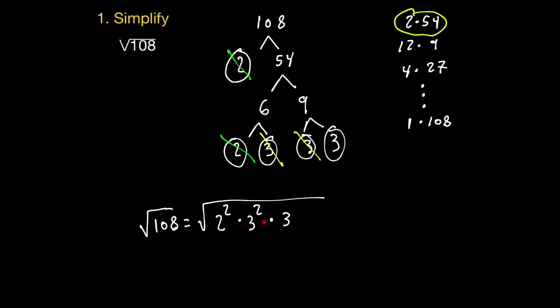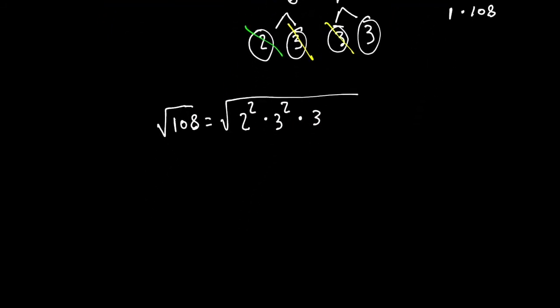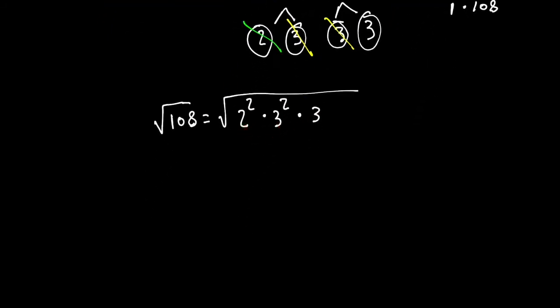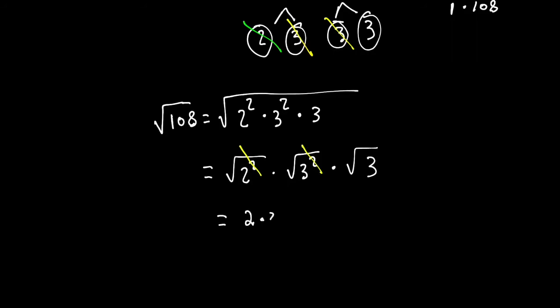Because I have a monomial inside of the radical, basically I'm not adding or subtracting anything, I can distribute the radical to each term here. So I can rewrite this as the square root of 2 squared times the square root of 3 squared times the square root of 3. And recall that the square and the square root cancel out, so these two things are going to cancel out, leaving me with a 2 times the 3, radical 3. And we can see that the simplification of radical 108 is 2 times 3, which is 6, and then radical 3.